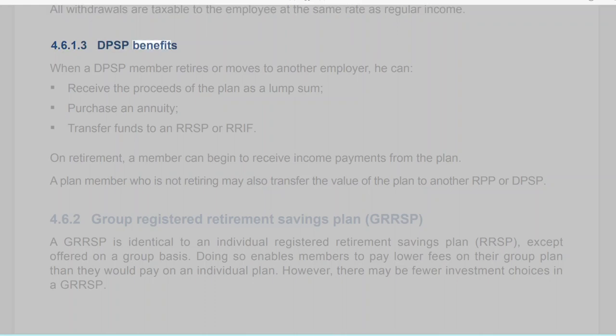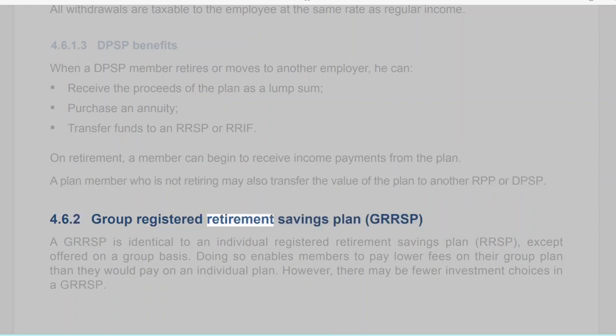4.6.1.3 DPSP Benefits. When a DPSP member retires or moves to another employer, he can receive the proceeds of the plan as a lump sum, purchase an annuity, or transfer funds to an RRSP or RRIF. On retirement, a member can begin to receive income payments from the plan. A plan member who is not retiring may also transfer the value of the plan to another RPP or DPSP.